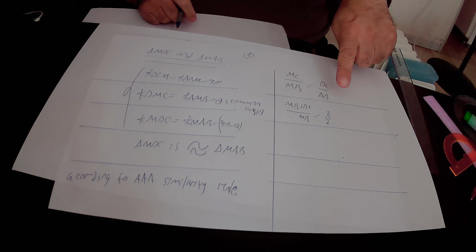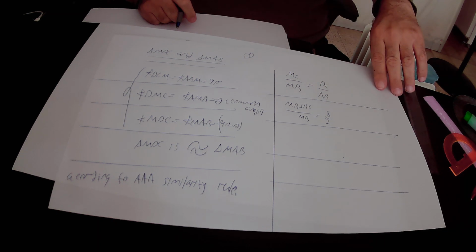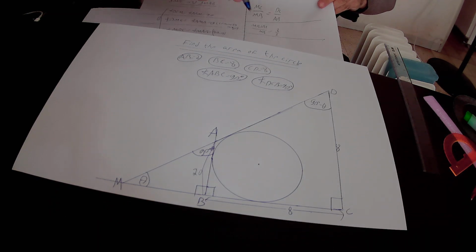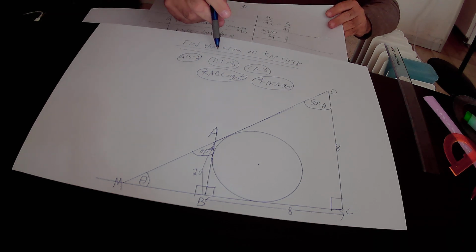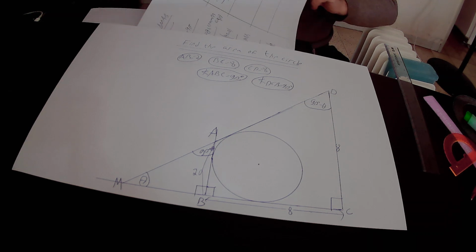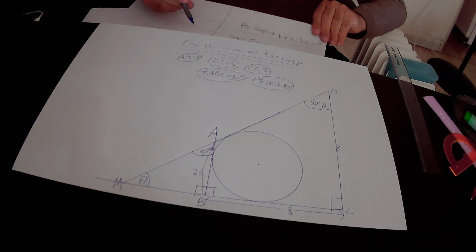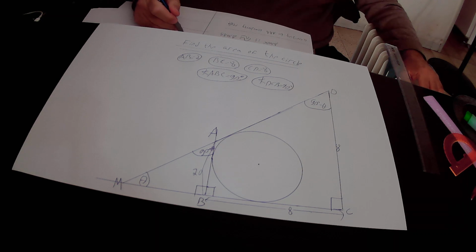BC equals 8 units, and 8 over 2 is 4. Here BC equals 8 units in its length. So MB plus BC, that is MB plus 8, over MB equals 8 over 2, which is 4.